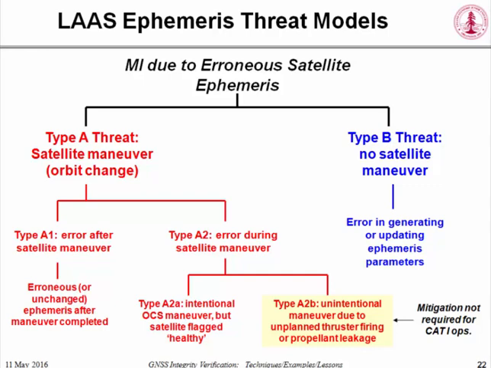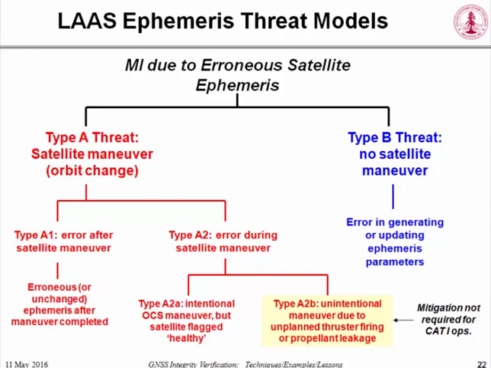So just to be clear, an ephemeris failure is when the navigation data representing the GPS or GNSS satellite orbit gives you a satellite location that's significantly in error from where the satellite really is. And it has to be significantly in error to create a hazardous error. This shows the organization of the threat model. We divided this threat into two types.